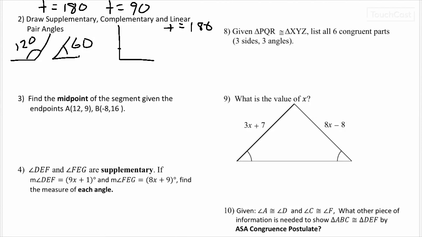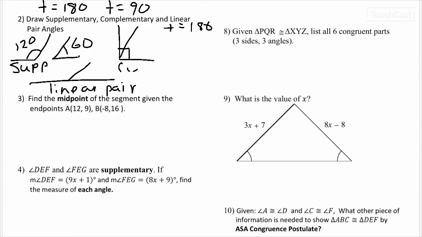Just make a right angle. Put your right angle notation in. Slice it somewhere. And those two are complementary. Linear pairs form a straight line. You make a line, and then a line coming out of it. So this is supplementary. This is linear pair. And then these are complementary.